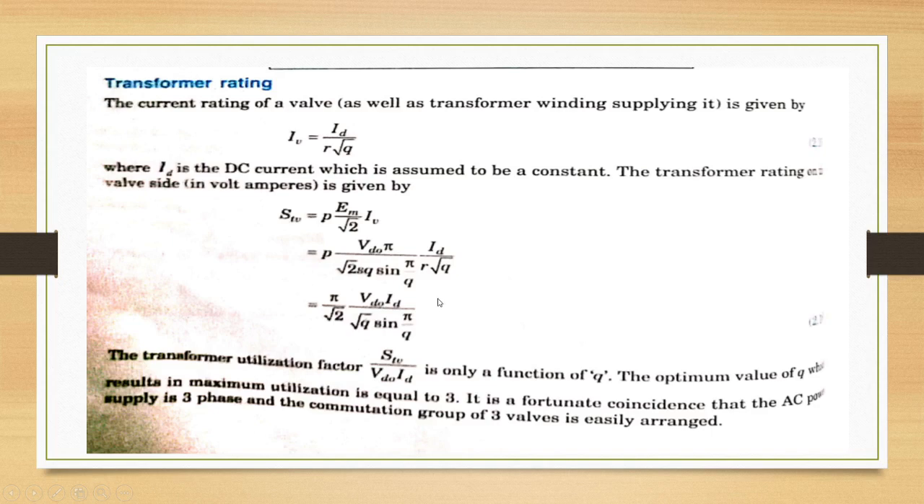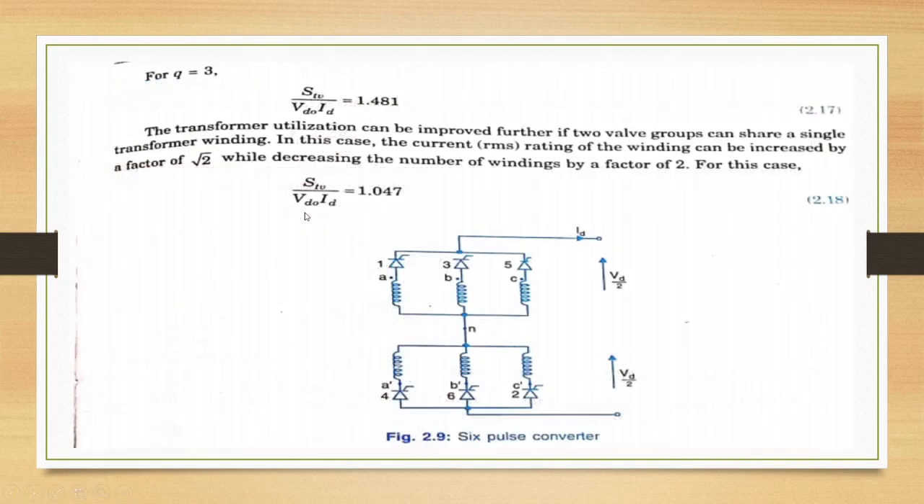The AC power supply is 3-phase, and a commutation group of 3 valves is easily arranged. So for Q equal to 3, STV by VD0 ID equal to 1.481, and transformer utilization can be improved further if 2 valve groups can share a single transformer winding. In this case, the current rating of the winding can be increased by a factor of root 2 while decreasing the number of windings by a factor of 2. So for this case, STV by VD0 ID equal to 1.047. So this is a 6-pulse converter, and the diagram is shown here. For a 6-pulse converter, we can arrange this easily.